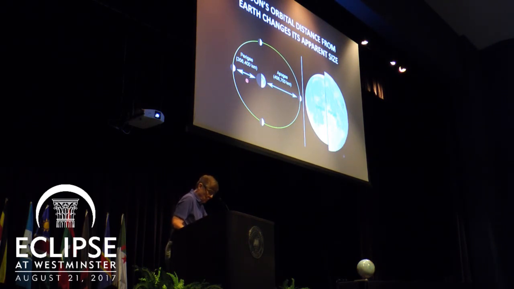Now, there is a sad thing to note here. In about 600 million years from now, there will be no more total eclipses, which we hope to experience today, because the moon will have gone too far away from the Earth.